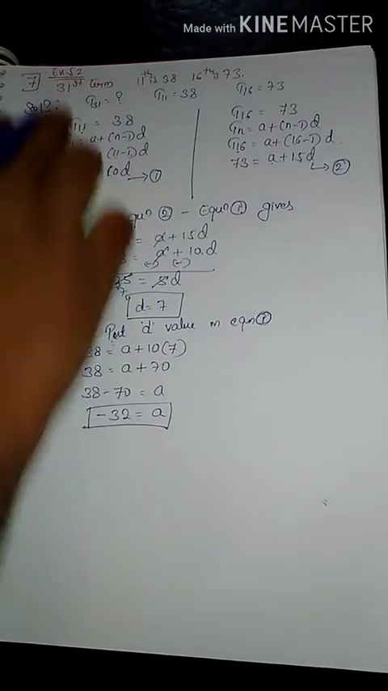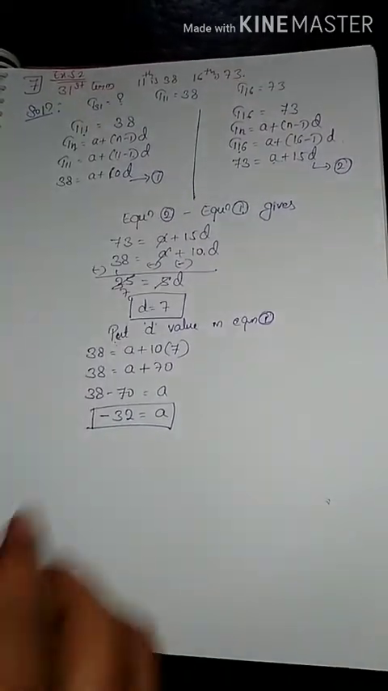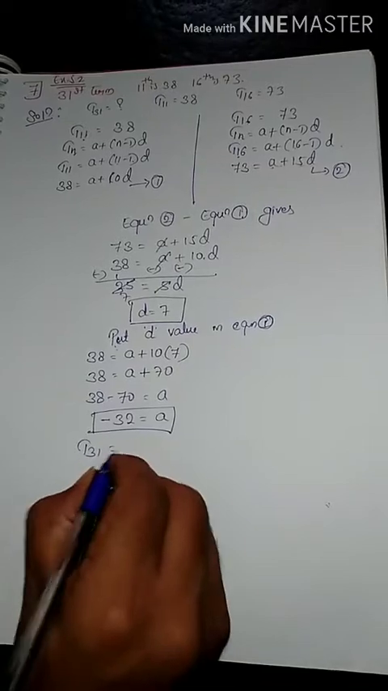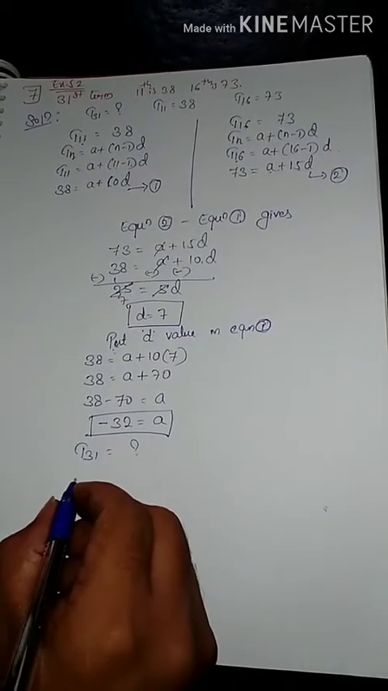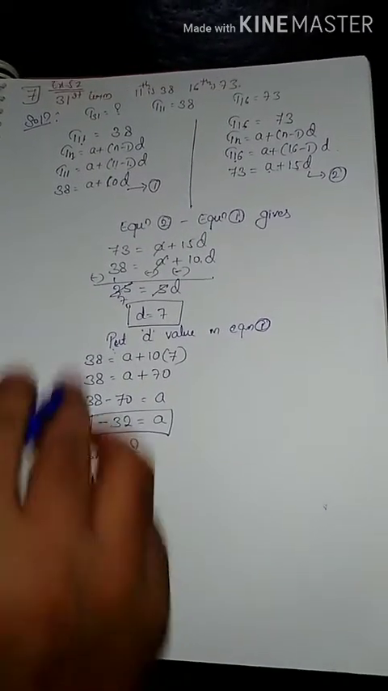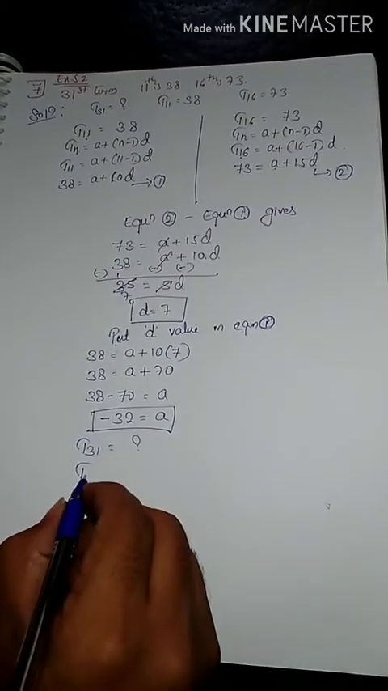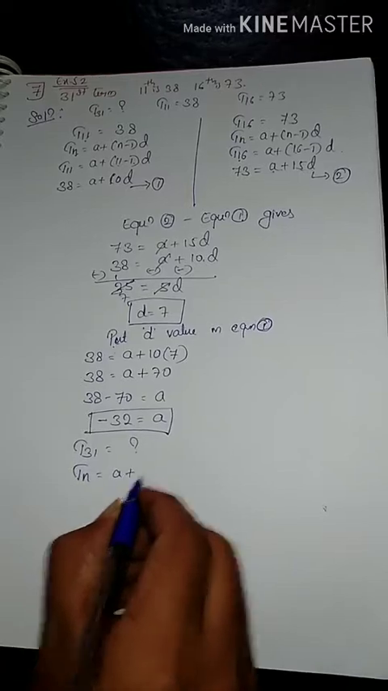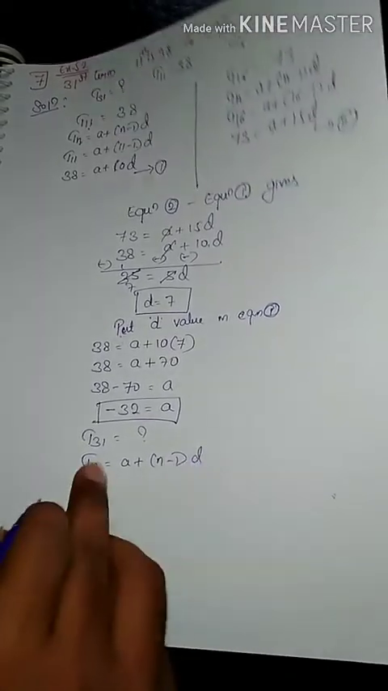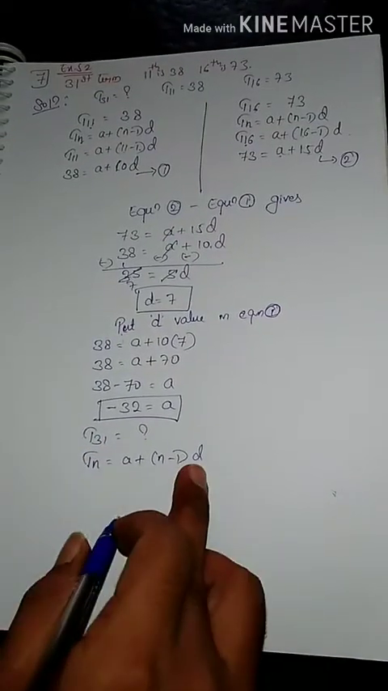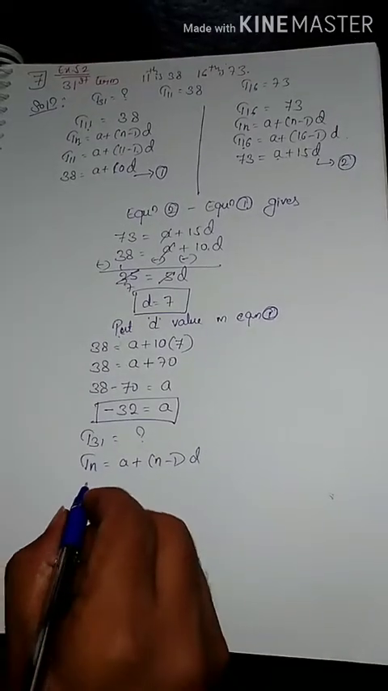Now we need to find the 31st term. So T31 is equal to how much? So how to find the 31st term? We know the formula. Nth term of an AP is Tn is equal to a plus n minus 1 into d. But we know the value of n, a, and d also. Put all the values in this equation.